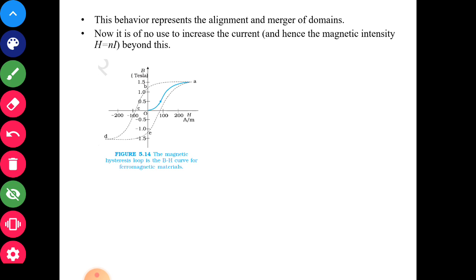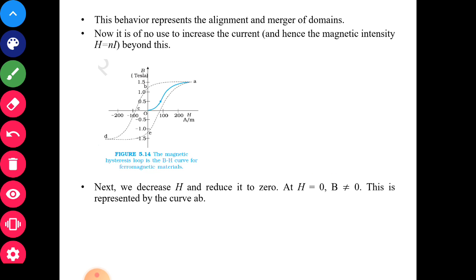Now we are decreasing the current. So what will happen? The domains will start disturbing, or the one domain which was created, there will be a slight misalignment. Next we decrease the current. So H is decreased and we make it 0. Say from 0 up to 250 milliampere we have increased the current. Now from 250 to say 0 you are decreasing.